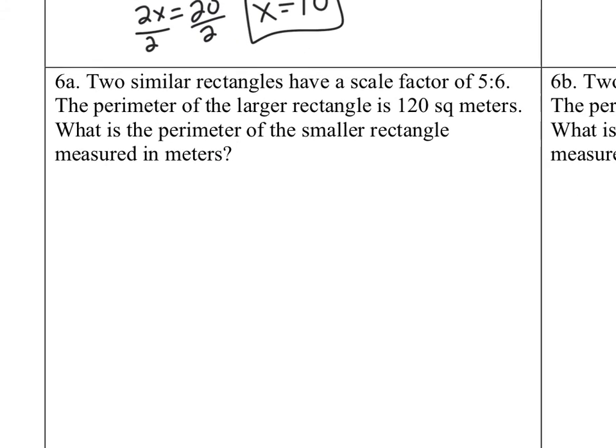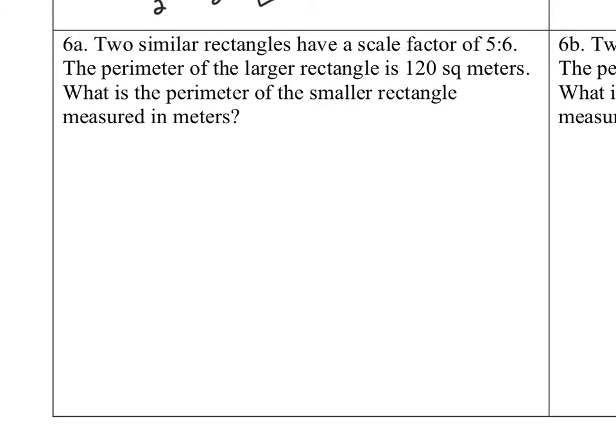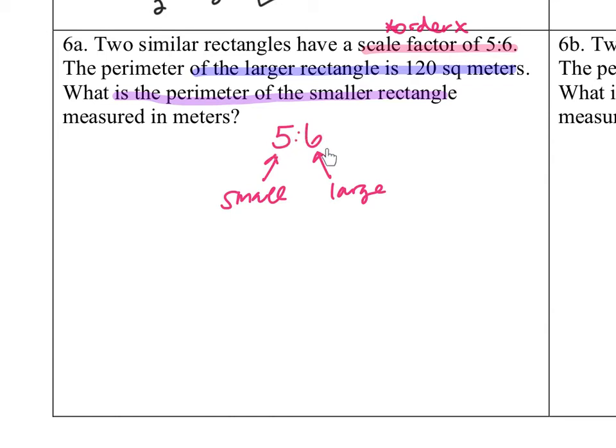Okay, so moving on, we have two similar rectangles having a scale factor of 5 to 6. Okay, the perimeter of the larger rectangle is 120 square meters, and we need to find the perimeter of the smaller rectangle measured in meters. Okay, so thinking about scale factors, order is important. Okay, so order for our scale factor, 5 to 6. Since your smaller number is first, that is in relation to your small rectangle. Okay, so if we're thinking about our scale factor and how to set up our ratio, we need to remember that we need to go from small rectangle to large rectangle.